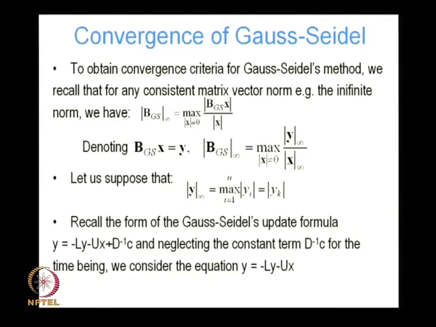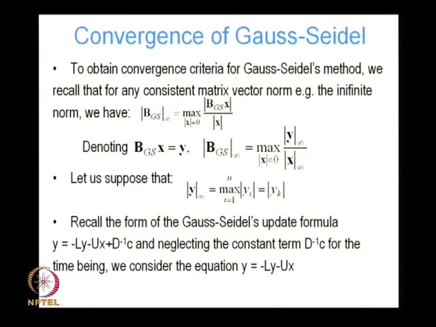Let us denote BGS x is equal to y. In that case, the infinity norm of BGS is equal to the maximum of the infinity norm of y divided by the infinity norm of x. When you maximize it, that gives me the infinity norm of BGS.